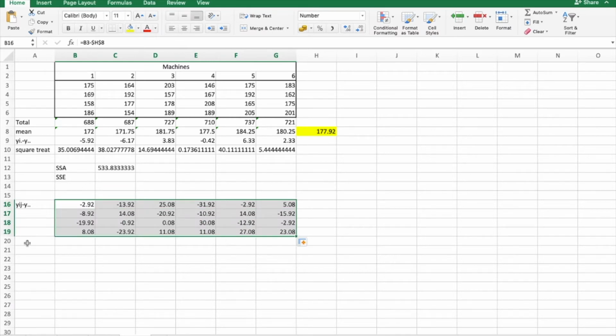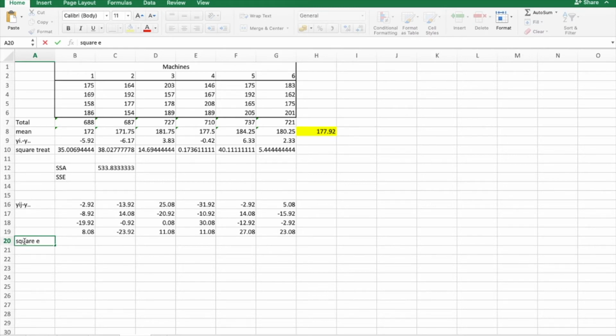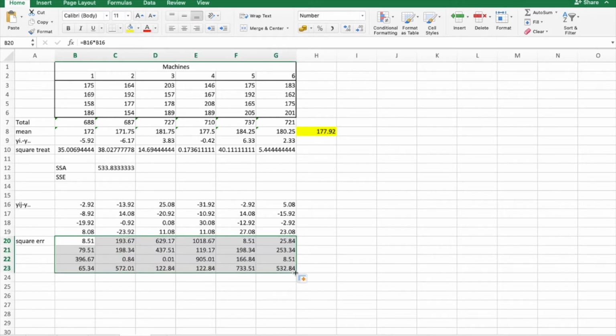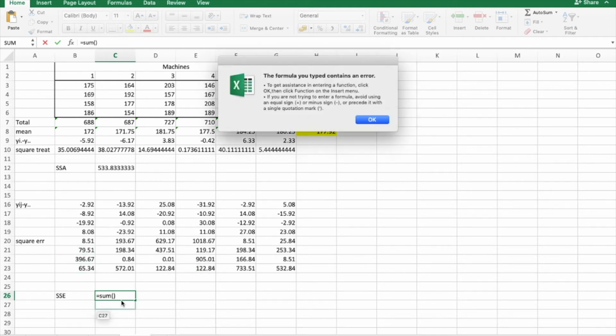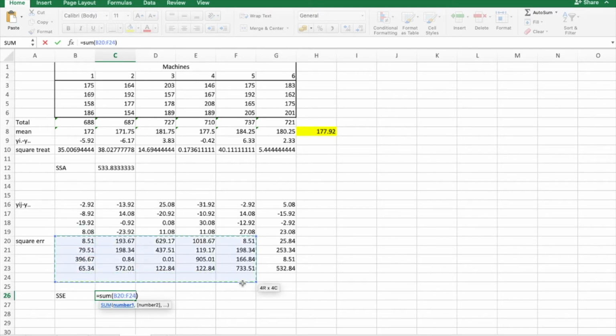Now this is the square of this. The square of error will be equal to this multiplied by this, and we have to pull it over 6 columns and 4 rows. What will be the sum of squares of error? That is nothing but the summation of all these values.